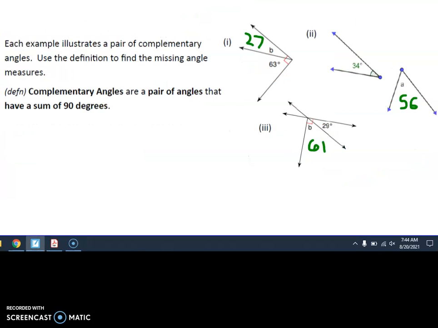Complementary angles is a pair of angles that have a sum of 90 degrees. And again, like supplementary, they can be attached, like in illustration 1 and 3, or they can be separate angles. Again, it doesn't matter either way. What's key is it's a pair of angles, and the sum is always 90.